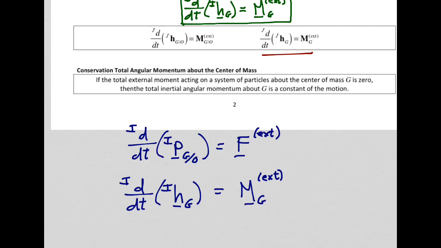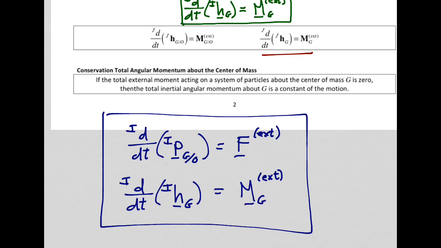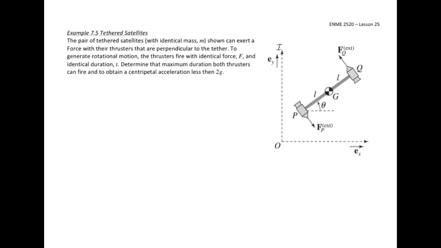And so we use these two properties to solve dynamic systems of multiple particles. This gives us the foundation to move into rigid bodies, which are systems of multiple particles which have fixed orientation with respect to each other. So let's apply this now to the example that we saw in the book, which is these tethered satellites.